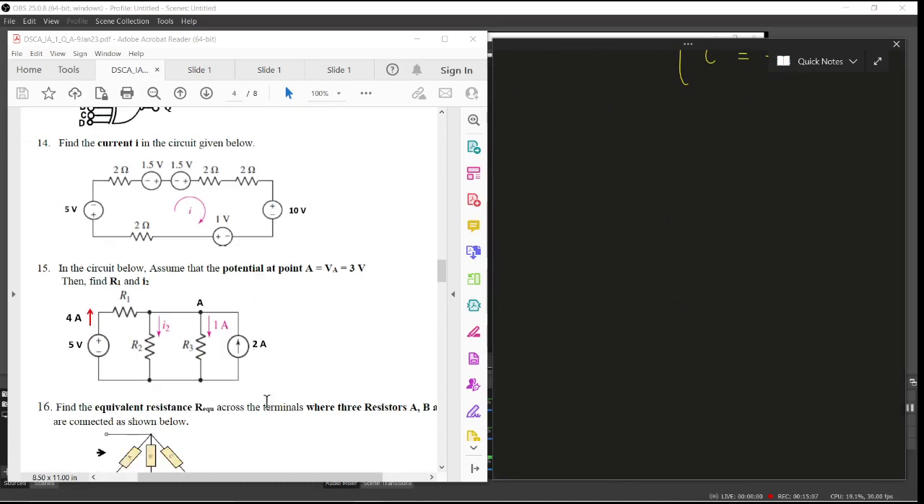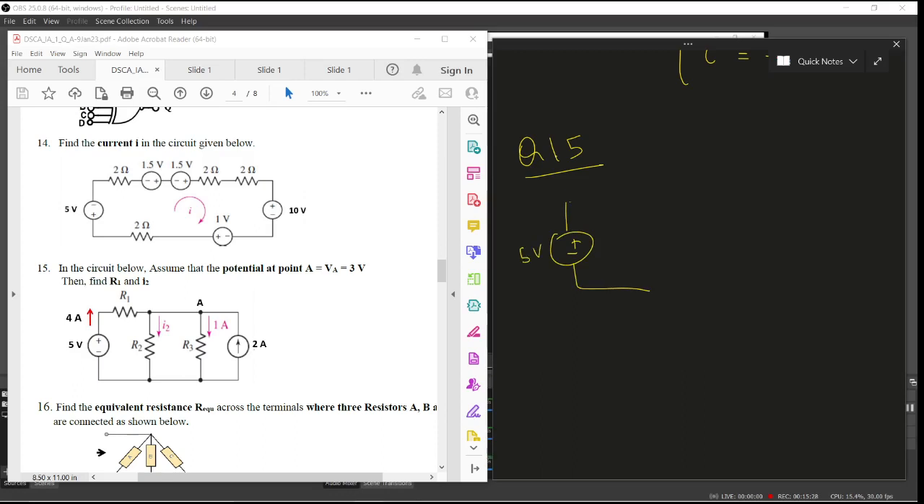Now let us look at question 15. Okay, this is similar to what we solved using the model paper. So let me explain again. I gave you the solution for the model paper also. Now look at this circuit. Maybe I'll draw this for clarity purpose here.